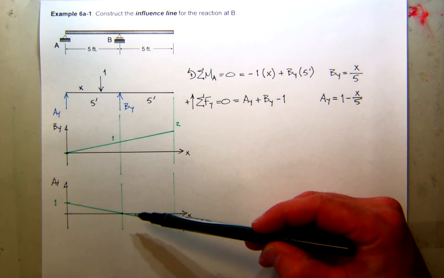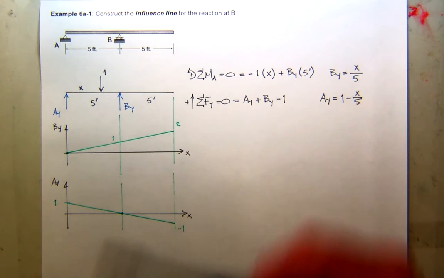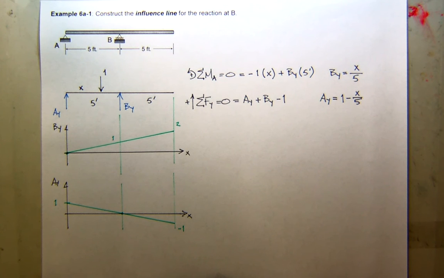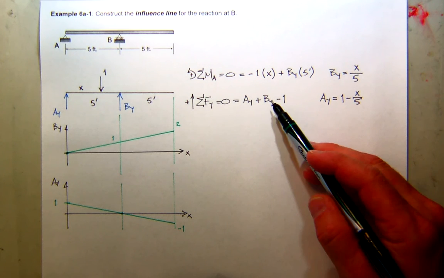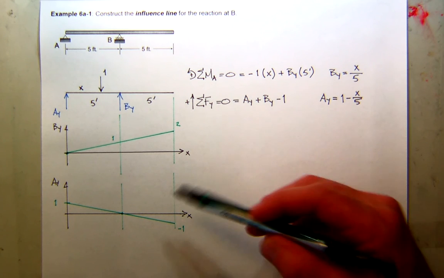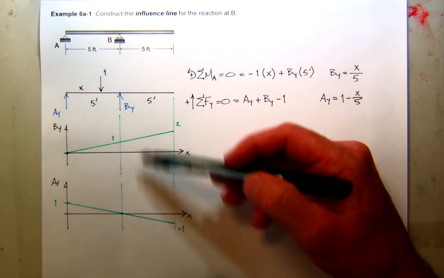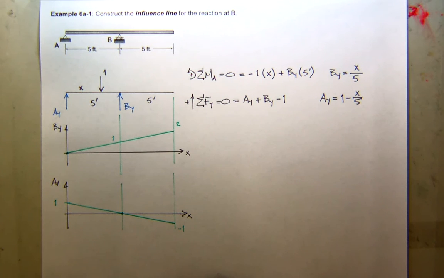At every point, Ay plus By equals what? 1. Ay plus By equals 1. And if you check that at every point, it's valid everywhere.